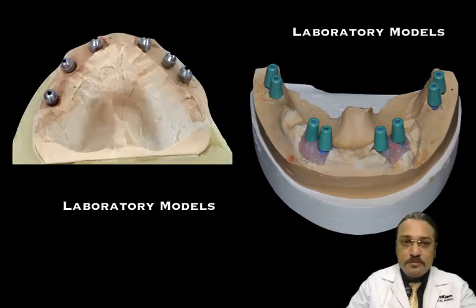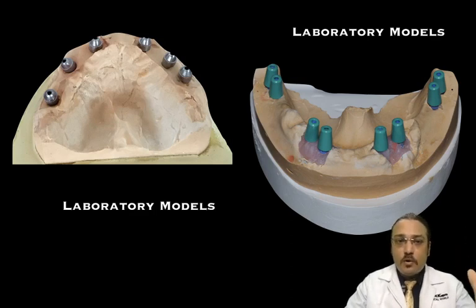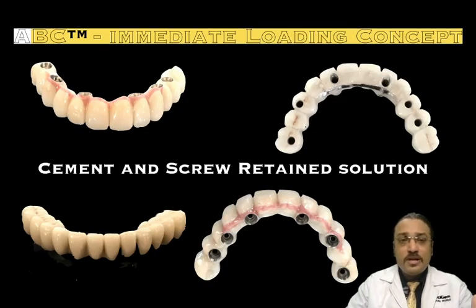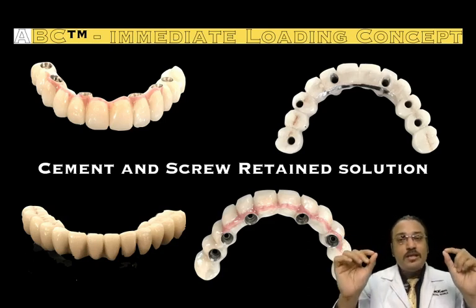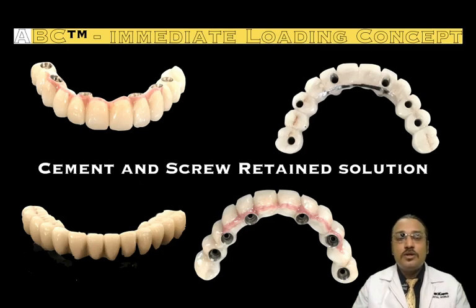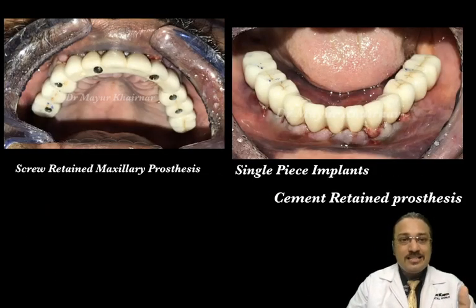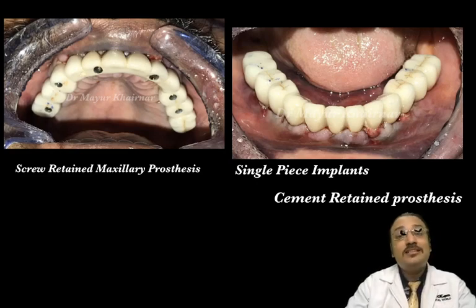This is the laboratory model. On the left-hand side is the model for 2-piece implants, and on the right is the model for 1-piece implants. On the left, because it is 2-piece implants, we could have a retrievable solution in the upper jaw, where we can take the prosthesis out with the help of screws, and in the lower jaw it is cemented with the help of cement. So whenever a situation arises, we can easily remove the upper teeth whenever required, but removing the lower teeth is not easy because it is cement-retained.